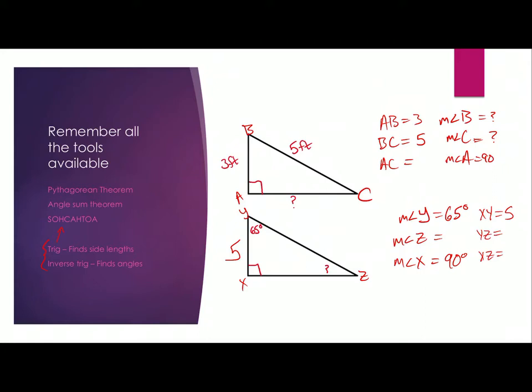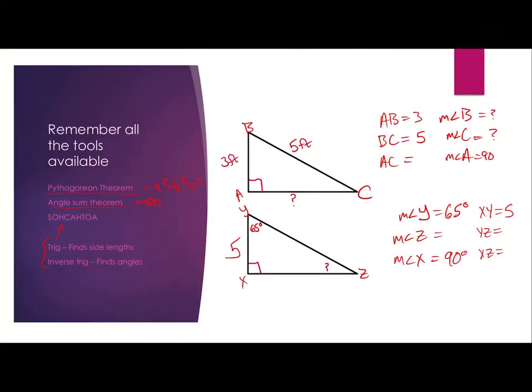So starting by listing the information that we have, and remembering we have these tools: the Pythagorean theorem, the angle sum theorem, which is equal to 180, a squared plus b squared equals c squared, and SOHCAHTOA will help us.